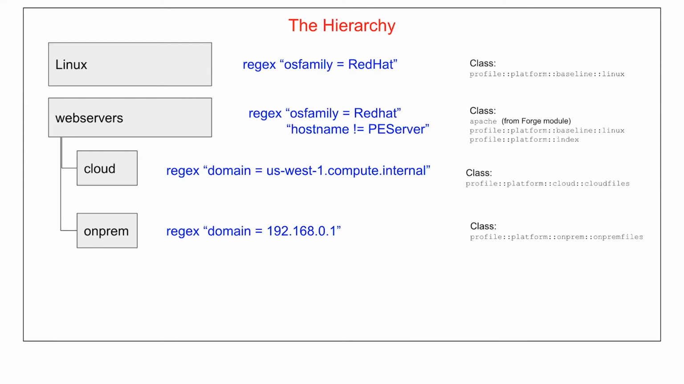It's creating it and putting it down on the servers automatically. And then I have two subgroups off of the web server group. One is looking for a domain of us-west-1.compute.internal. That means it's a cloud node, and it's getting a profile called profile platform cloud files. And one regex domain equals 192.168.0.1. These are my local on-prem, and they're getting a class called on-prem files.